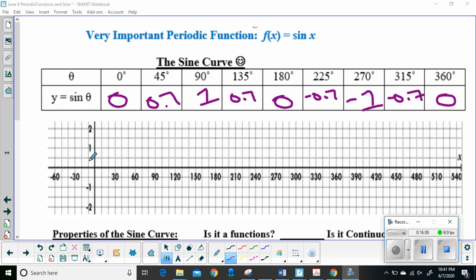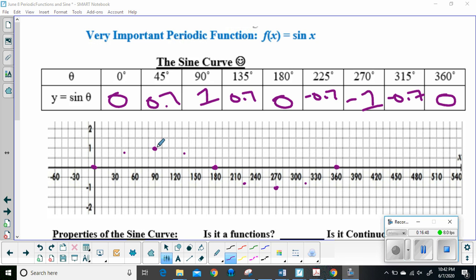Okay, so what's that going to look like when we graph it? Well, let's see. 0 is at 0. 180 is also at 0. 360 is also at 0. 90 was 1. 45, 0.7, yeah, that's somewhere in there. 135, yeah, that's somewhere in there. 225, negative 0.7, somewhere in there. 270, there's a negative 1. 315, 0.7 is somewhere in there. Sure, and then 0. So what you get is this nice curvy pattern.